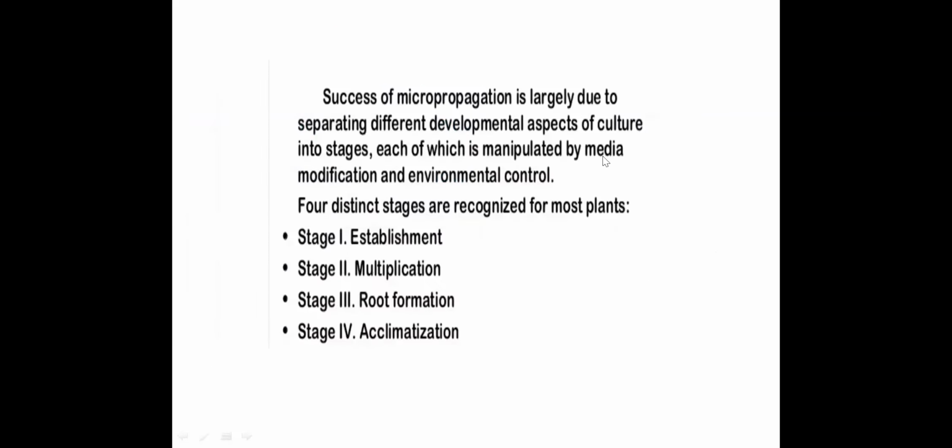So the success of micropropagation is due to separating different developmental aspects of culture into stages. That is what is given here. A shoot tip development or a bud development or an internode or a nodal development, each have different phases of development. Naturally, a shoot tip development is different. There are different hormones responsible for development of shoot, and different hormones responsible for development of a bud. So the developmental aspects of culture are taken care of.